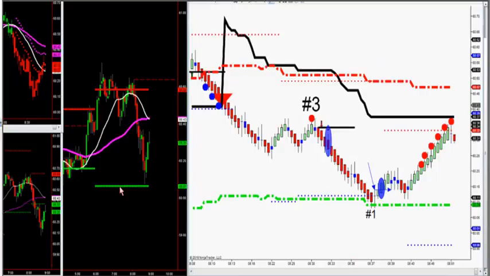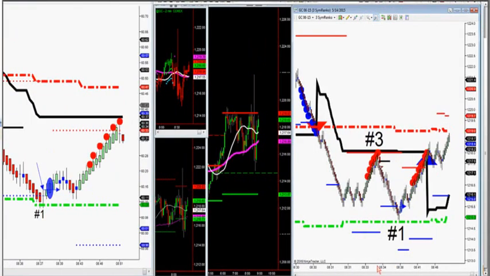There's a number 1, number 3. On the J signal, there's only a number 3. It's a continuation trade. Gerald, go to gold. Gold was even more pretty on the number 3.